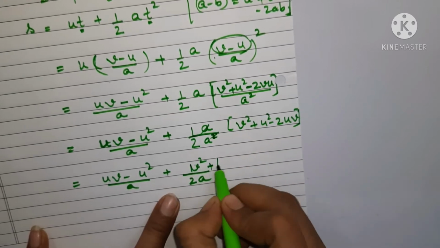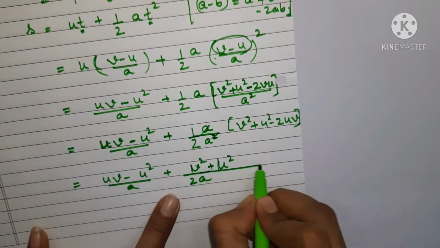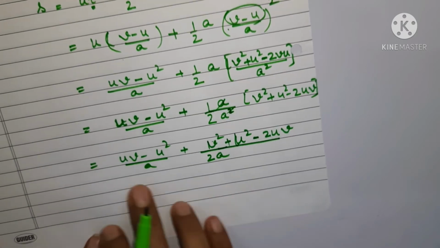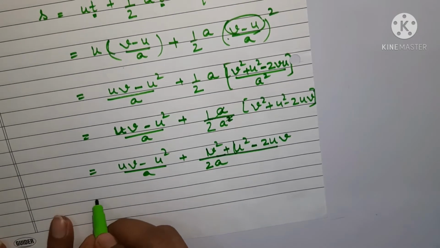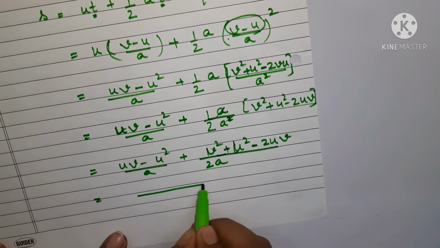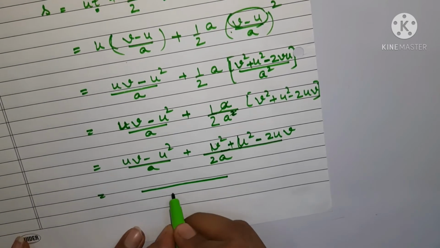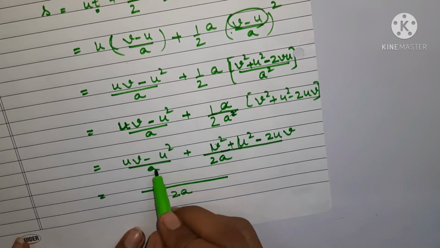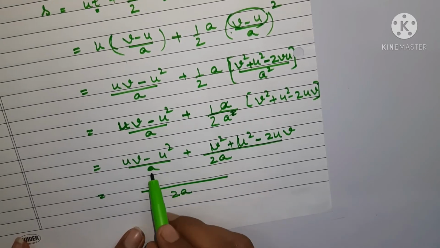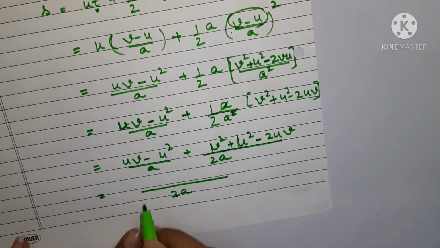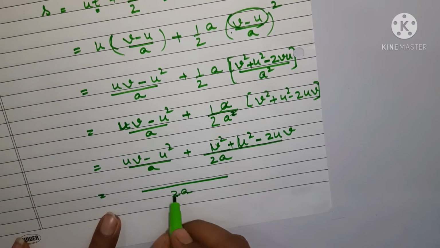v square plus u square minus 2uv. Okay, now what? We are going to take the LCM. What LCM will be there? You'll get 2a. When 2a is the LCM, in this type of LCM, the common part we take here, and the remaining part is 2. Just multiply with this. Remaining is 2, 2 is missing here.